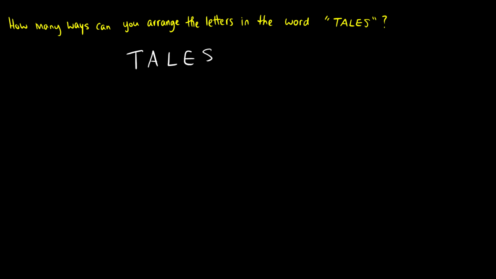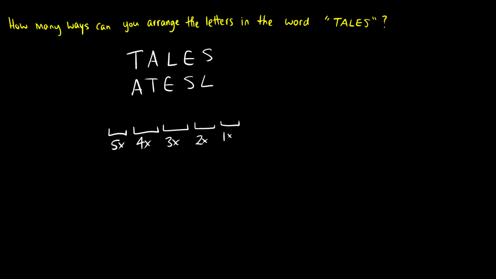We can swap letters around and have a new order. For instance, A, T, E, S, L is a method. So what we do is we take our first position and we say there's 5 ways to do the first letter. There's going to be 4 letters remaining for the second position, 3 ways for the third, 2 for the fourth, and 1 for the last. So this is 5 times 4 times 3 times 2 times 1, which is equivalent to 5 factorial.